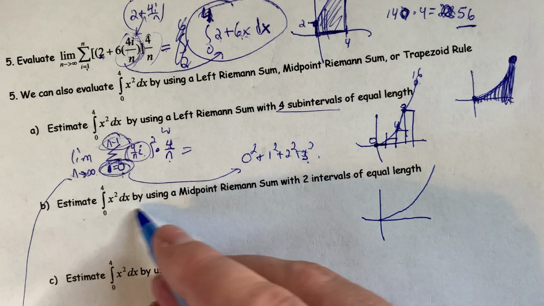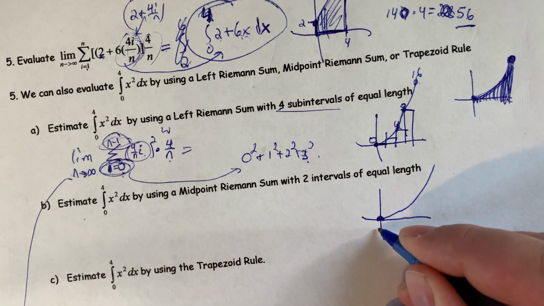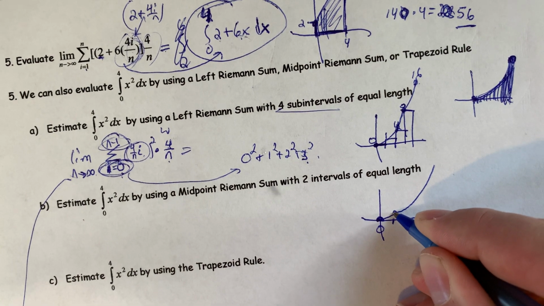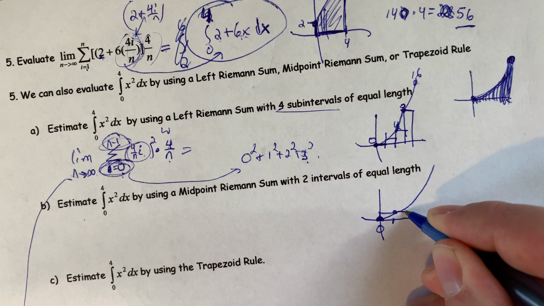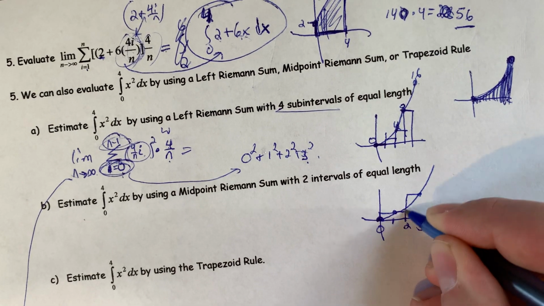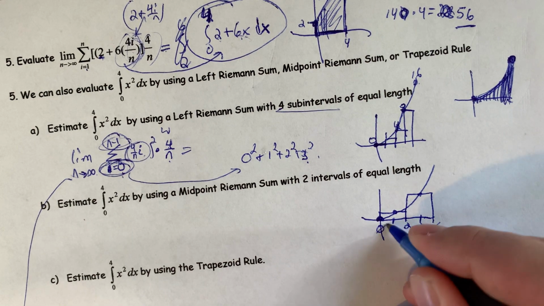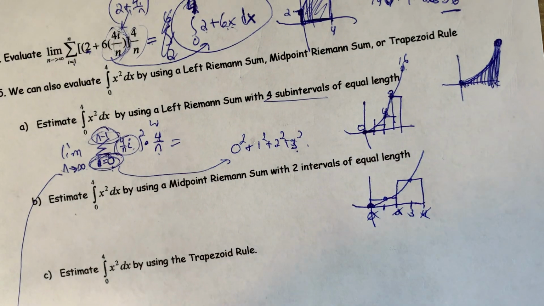If we did a midpoint Riemann sum with 2 subintervals, go ahead and estimate what that would be. Hopefully you know with a midpoint Riemann sum we would not use 0. We would use 1, and we would go both directions. We would not use 2. We would use 3, and we would go both directions. And we would not use 4. So we don't use 0, 4, or 2 when we're using the midpoint Riemann sum.